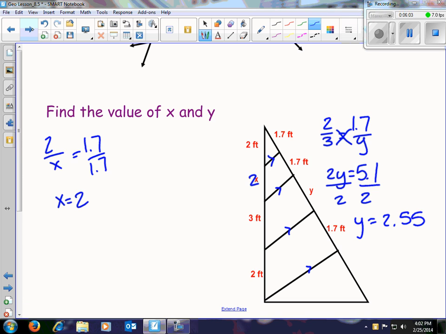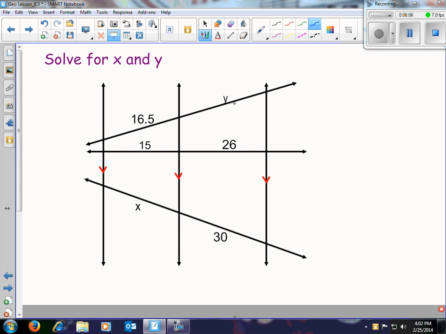Okay. Now next problem. We're going to solve for both x and y. Now these three lines here are going to be my parallel lines. So I know that these sides are cut proportionally. So I'm going to solve for x first, and we're going to do left over right. So I have my left side, which is x, over my right side, which is 30. So I have x over 30 is equal to left side, 15, over 26.